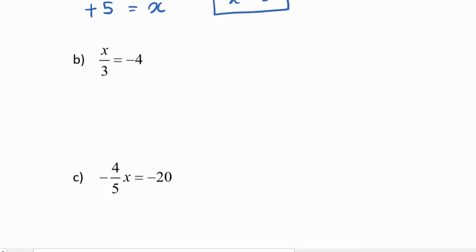Next, I have division here. To cancel the division, we have to multiply by 3. Then everyone, this will cancel each other. X will be isolated. What's the answer? -12.